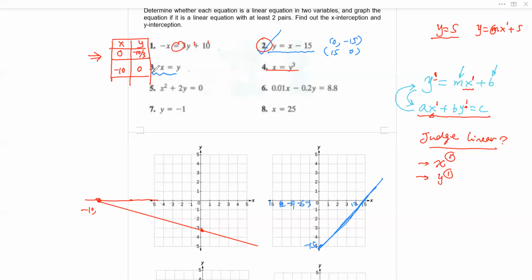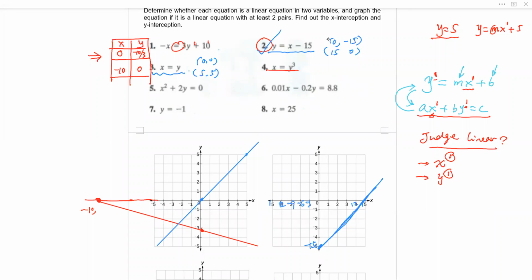Number 3: y equals x. So they pass 0, 0 and 5, 5. Let me graph it here. They pass 0, 0, and they pass 5, 5. So you can graph it like this. So this is also a linear line.